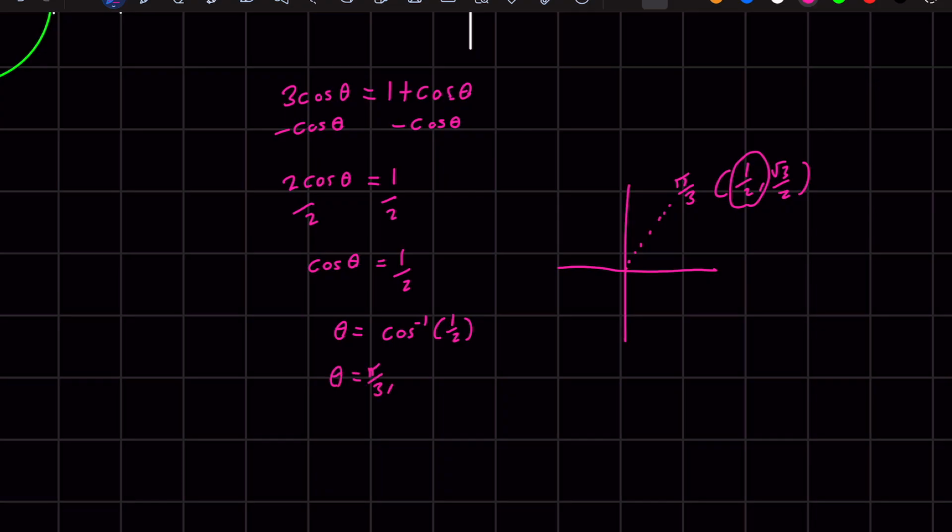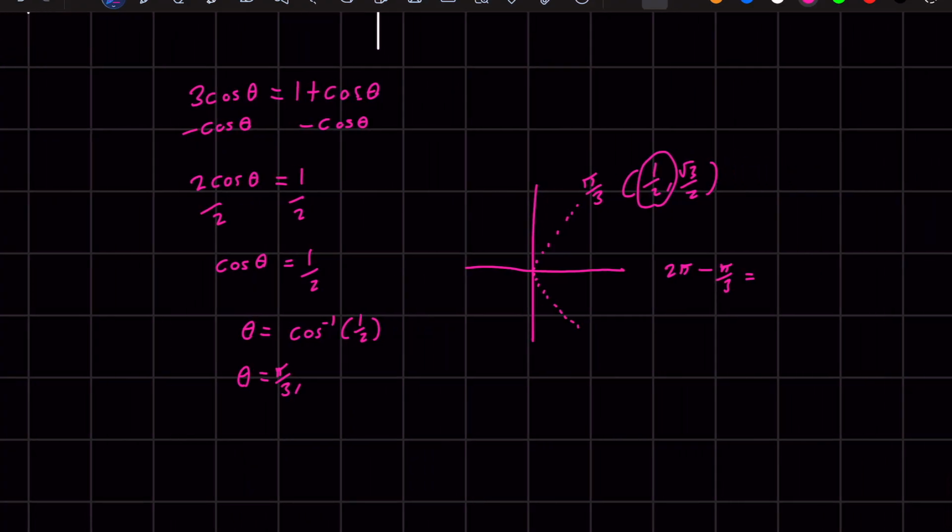Now, what's the other angle? Well, we know that the only other angle where cosine is positive is down here in the fourth quadrant. So you have to go pi over 3, but just down to the fourth quadrant. So just right here. What's that angle? All you have to do is get 2 pi and subtract your angle that you want, pi over 3. This is equivalent to saying 6 pi over 3 minus pi over 3. So we get 5 pi over 3.